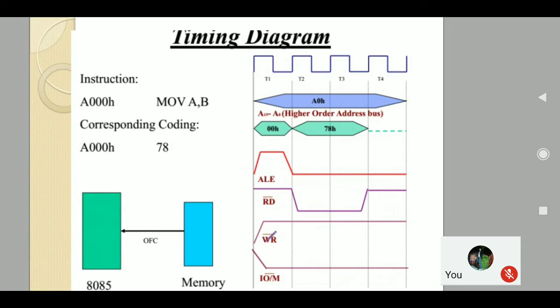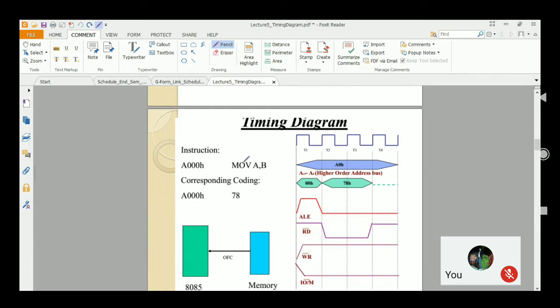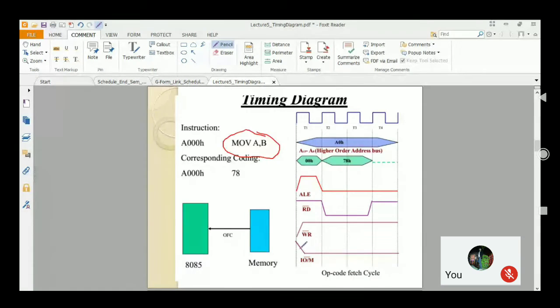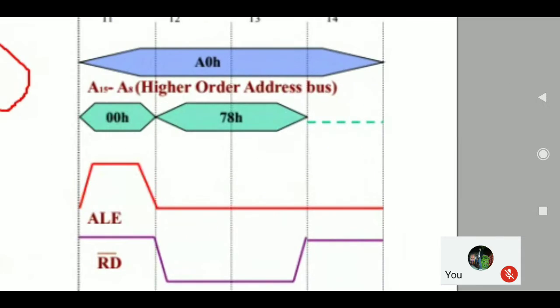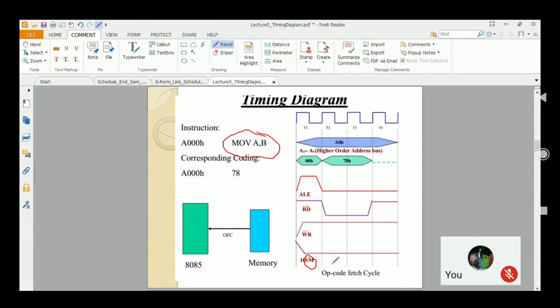And again, for the write operation, why is it always high, for all of T1, T2, T3? Because this is not a write operation. I'm not performing any write operation. That's why it is high. And again, why is it low here? Because I am generating the M here. This is the memory write. I'm using the memory. I'm going to read some value from the memory. So this IO/M bar is going to generate that.